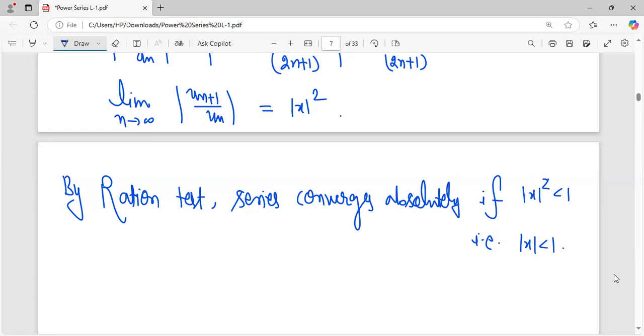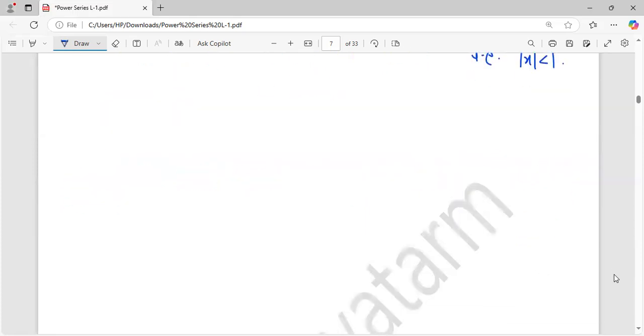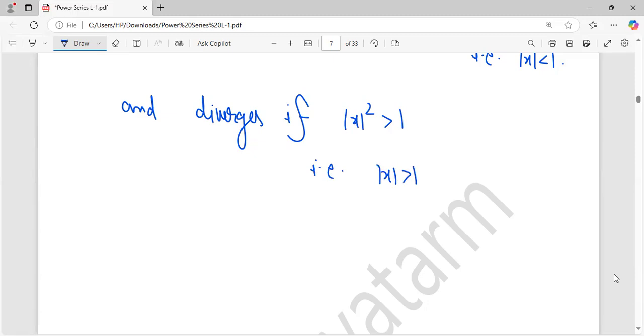And the series diverges if mod x square is greater than 1. It means x is greater than 1. So the series converges in this range and diverges if x is less than minus 1 and x is greater than 1.